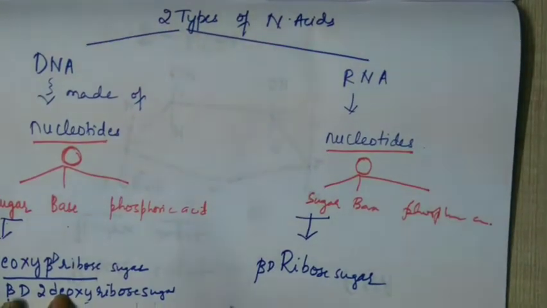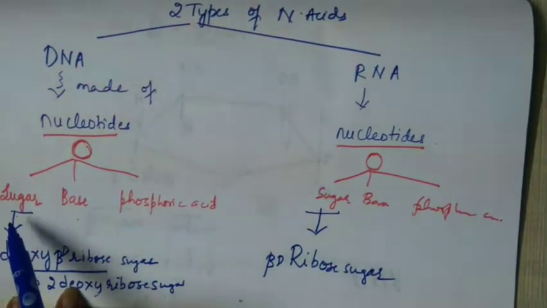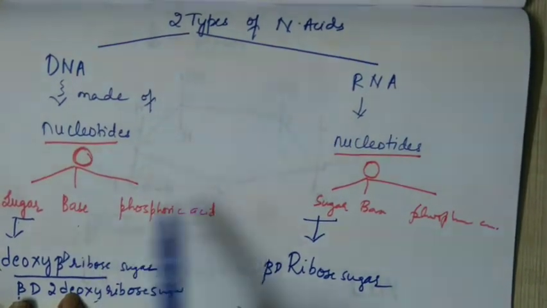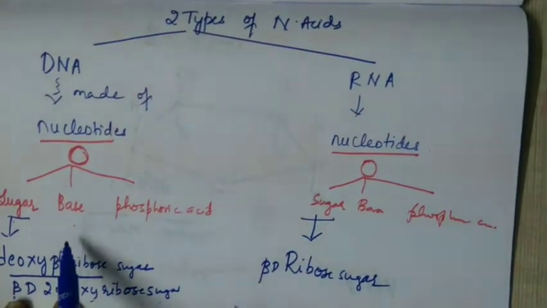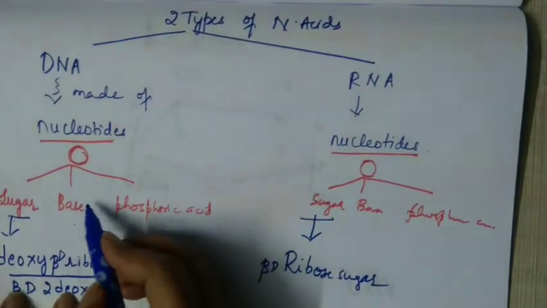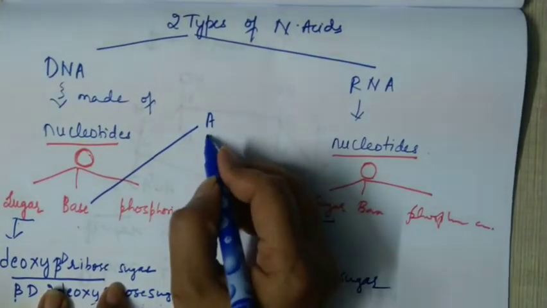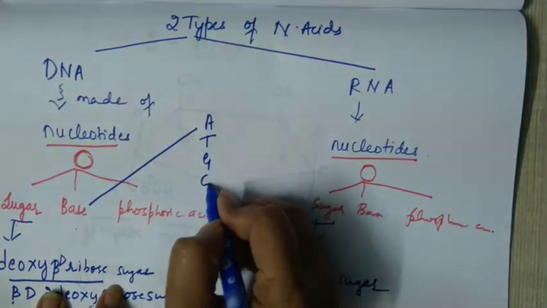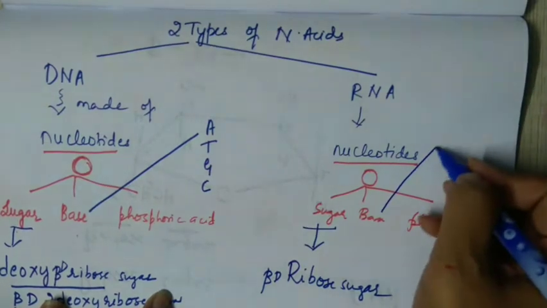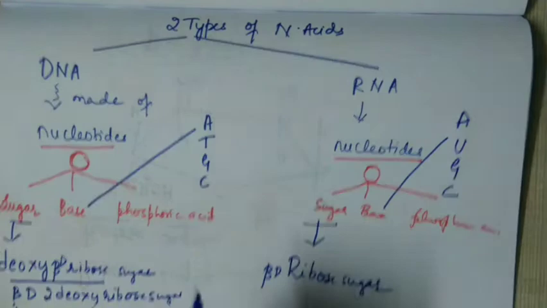Now you have thoroughly understood the knowledge about the sugars present in DNA and RNA, which is part of our nucleotide. So which are the bases present in DNA and RNA and where are they attached? We need to understand. Okay. So there are 4 bases present in DNA. They are A, T, G and C. I will tell you what is A, T, G and C. And which are the bases present in RNA? It is A, U, G, C.